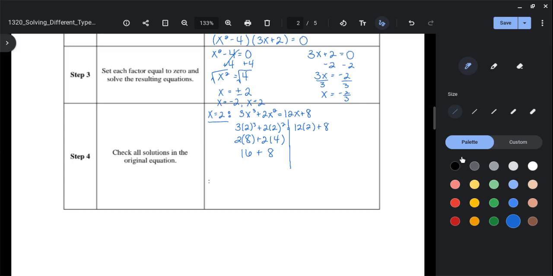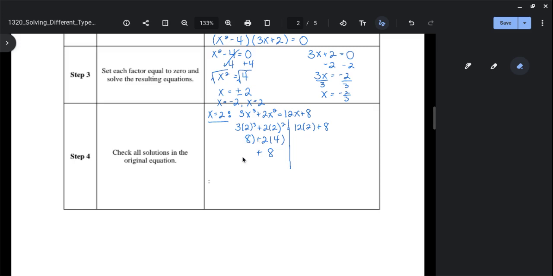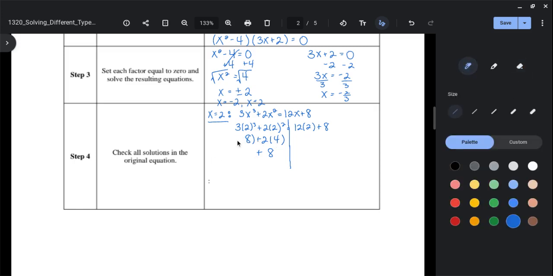Oh no, sorry. I wrote something wrong. This should be a 3. Be careful when you're copying down your equation. Make sure you're careful about it. 3 times 8 is what we should have here. I accidentally wrote a 2. 3 times 8, we get 24. 24 plus 8, we get 32.